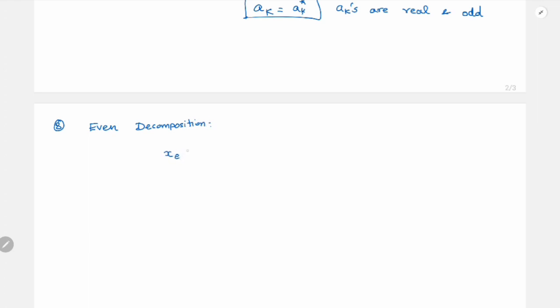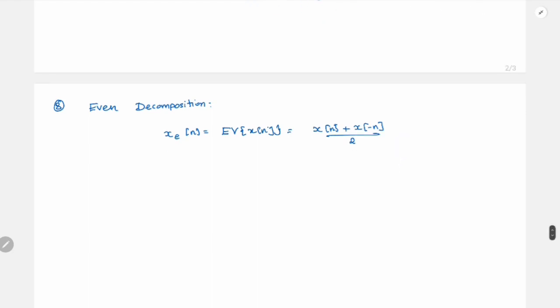So I can define a signal xe of n such that it is the even part of x of n, which is nothing but x of n plus x of minus n by 2, right? This is our even part of x of n. So if I take a Fourier series for this, x of n's Fourier series is nothing but a_k, correct? Plus x of minus n, it will give me a_minus k, divided by 2. So this is my, let me call e_k, the Fourier series coefficient of xe of n.